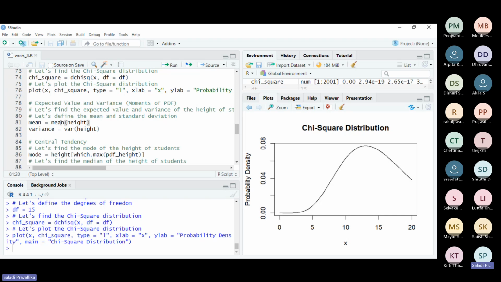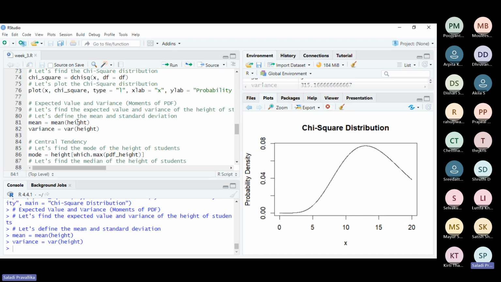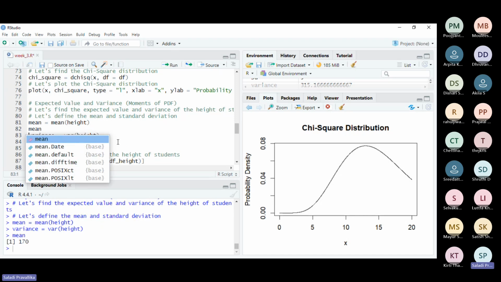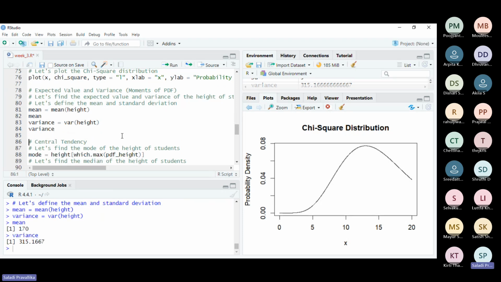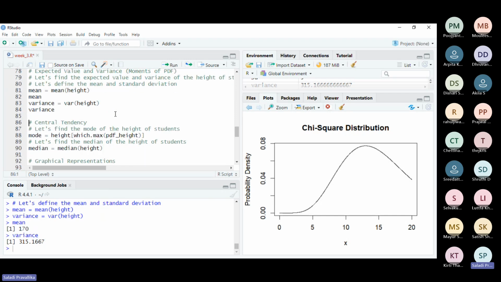So I just wanted to tell you, if you want to find the mean, you have to use the function mean, and for variance, you call the function VAR. I'm taking the same height data set which we have taken from 140 to 200 or so. We'll take the mean and we'll take the variance. We want it to print mean and variance. What is mean, what is variance, all of the definitions are already covered in the lectures.